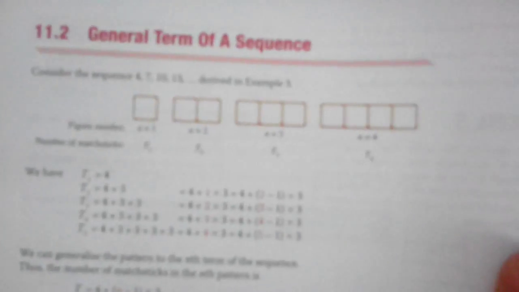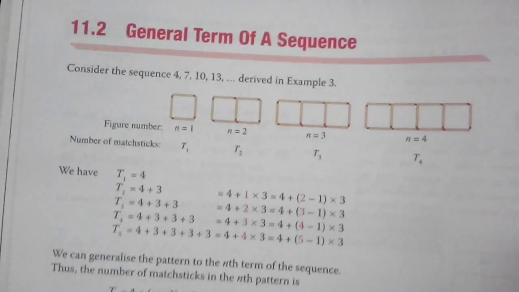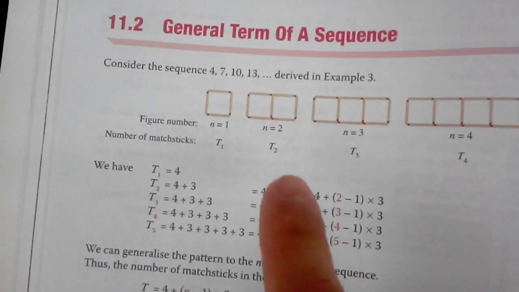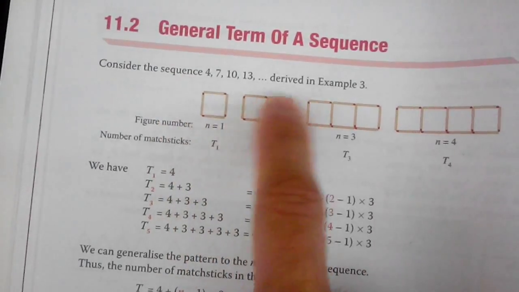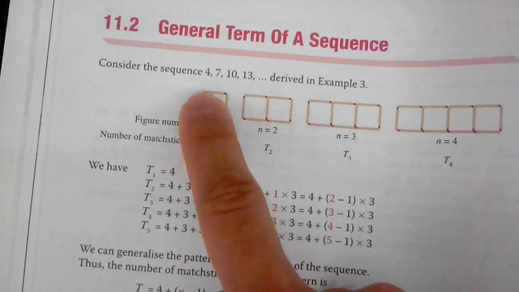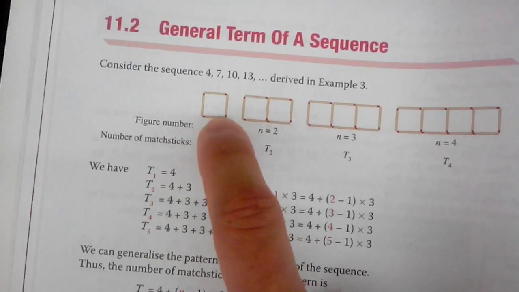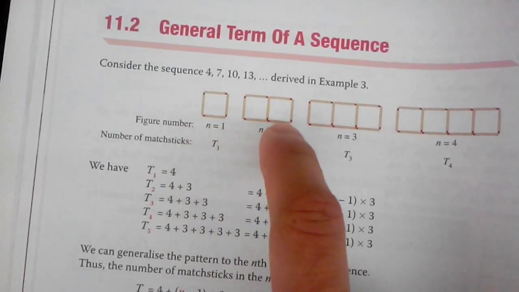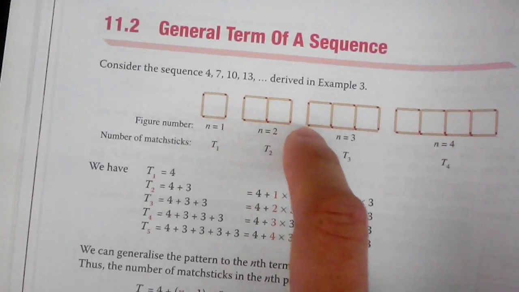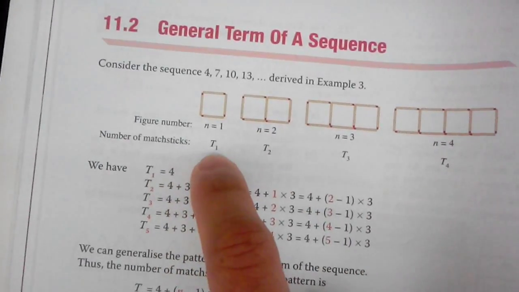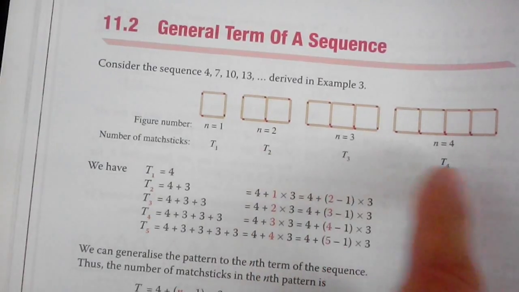Okay? We can look at some other examples from the textbook. Okay? Here we have an example of diagrams. We're counting the matchsticks here. We have 4 matchsticks, and each time we want to create an extra square by adding 3 matchsticks. So we see T1, T2, T3, etc.